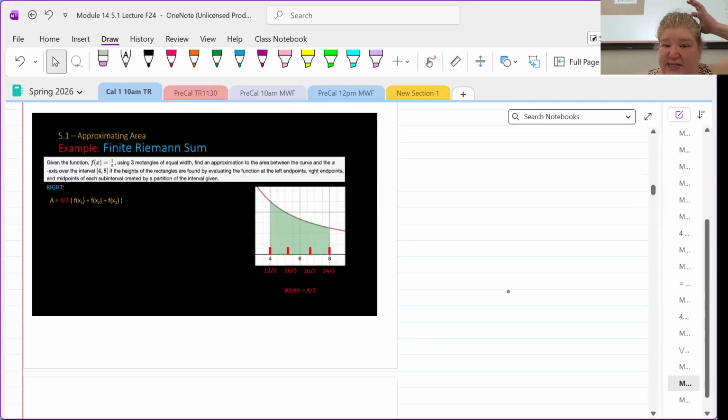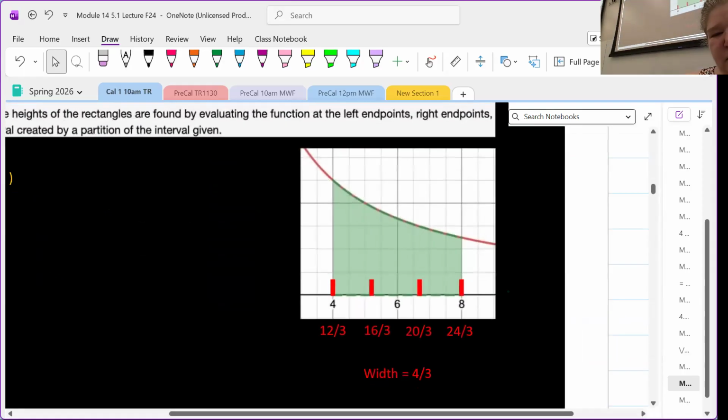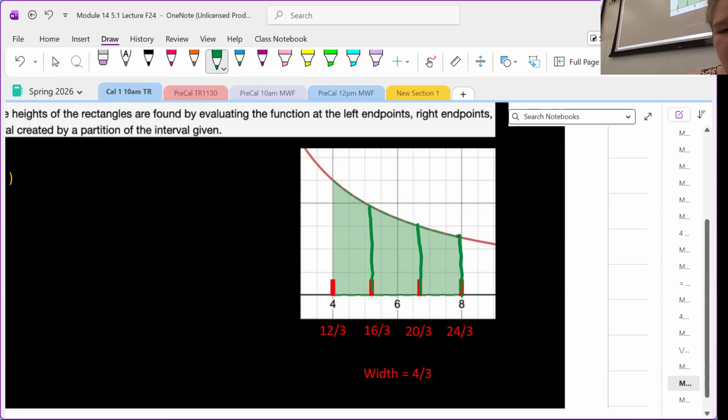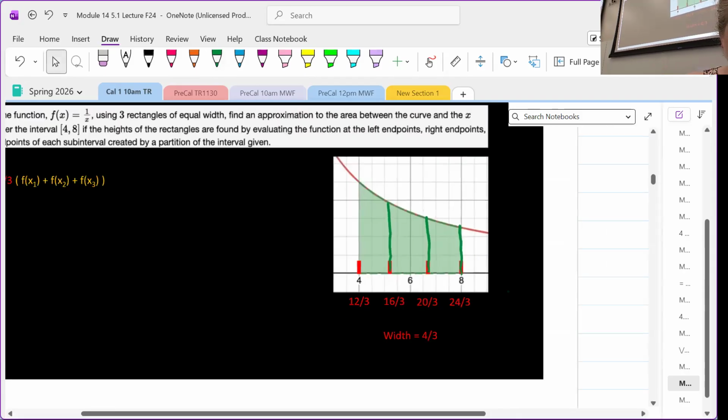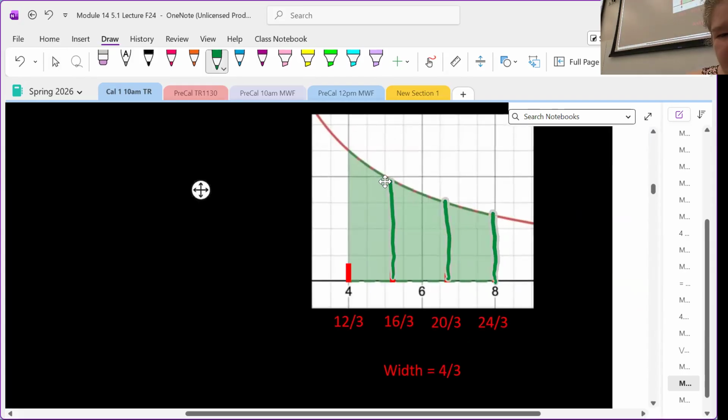Now, if we do the same idea, but we look at the right endpoints, I've got my same interval with my rectangles. We got our endpoints, all four of them filled in. So the left, the two middle, and the right endpoints written in thirds, just so it's easy to see that they're evenly split. And we're doing the right side.